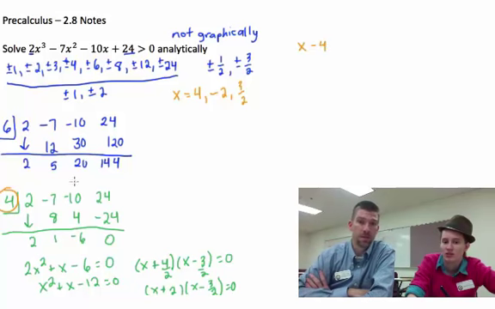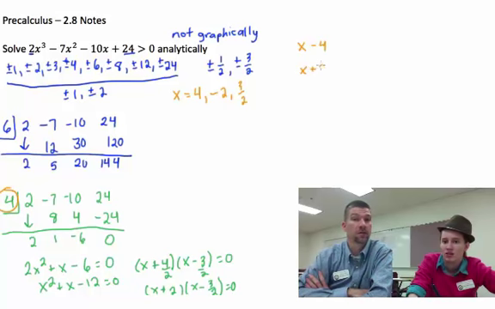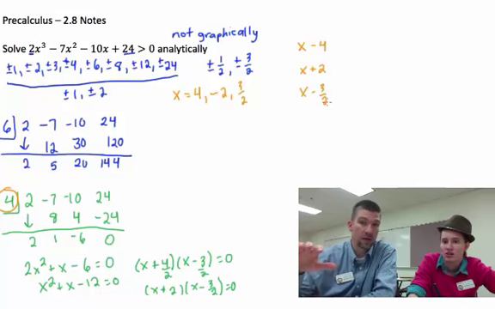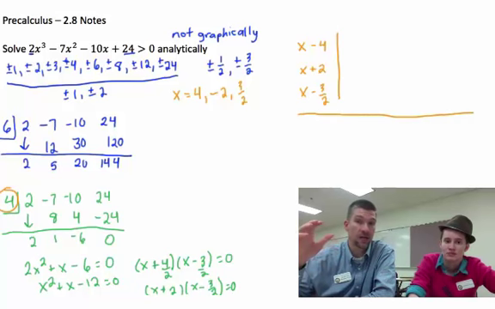X minus 4, because it's a 0 at 4. Right, x plus 2 because it's going to be a 0 at negative 2, and x minus 3 halves. Now, I know some of you are getting sweaty seeing the fraction there. It'll be all right. It's all good. We don't need an exact number. We just need a positive or negative value.